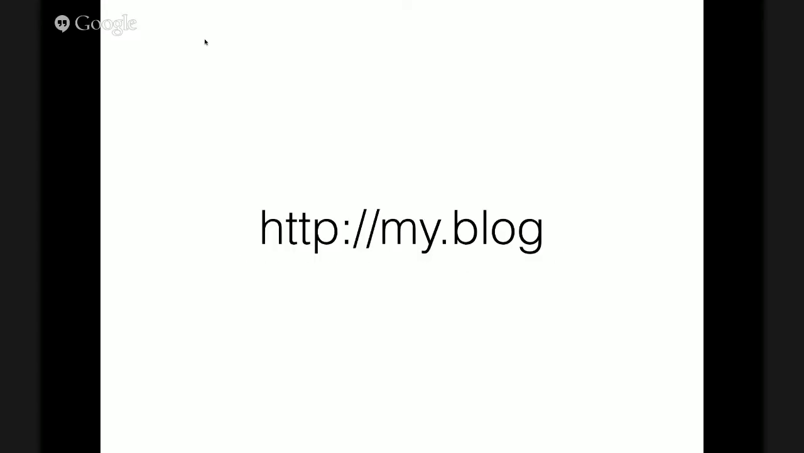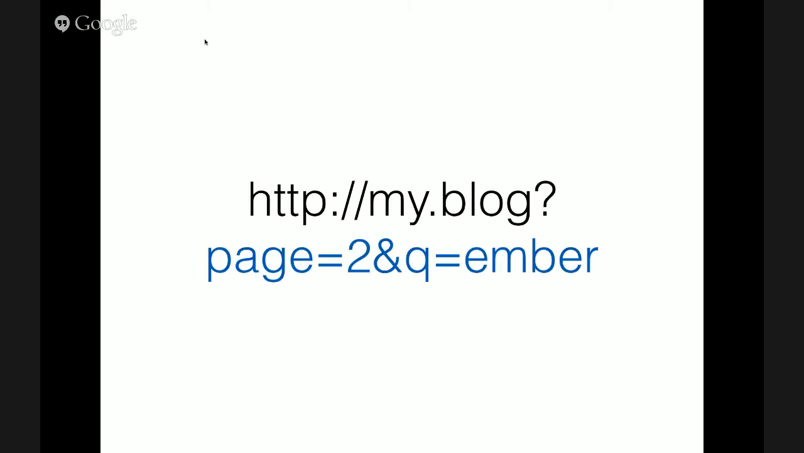So query params, just to make sure that we are on the same page, is you have a URL and you want to pass some more information, but not in the URL path. You put a question mark and then you have these key value pairs. These are what's called query params. So I'm going to talk about the past, the present, and the future of query params in Ember.